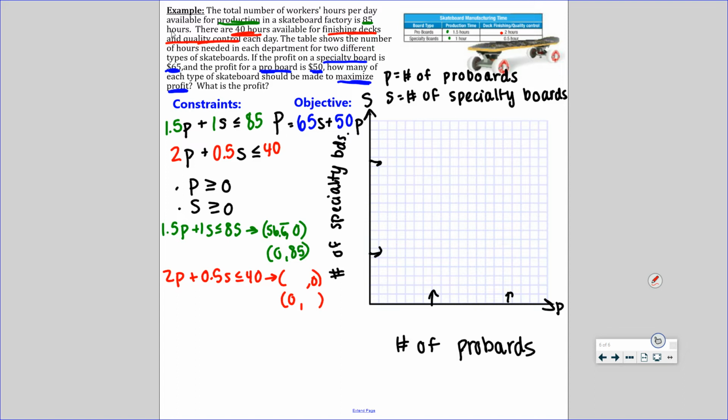All right, here, if I plug 0 in for y, which is my specialty boards, I have 40 divided by 2, which is 20. Here, if I plug 0 in for my x, or my number of pro boards, I have 40 divided by 1/2, which is 80. And again, now I kind of have an idea of what I need to count up by. So I have to get all the way up to 85 and 80.